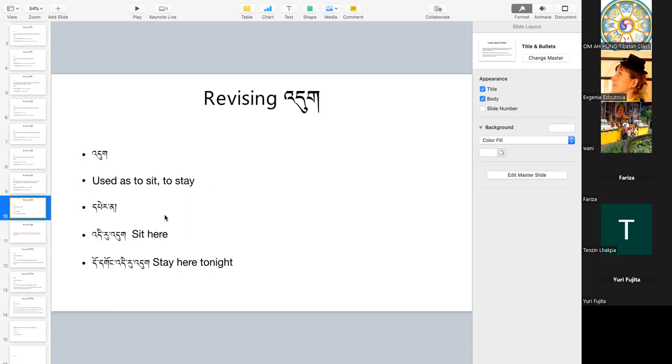For example, jirutuk, sit here, or togon jirutuk, stay here tonight. So in this case we see the usage. So it shows a position and it shows an action. So this is the usage case of second grammatical case.